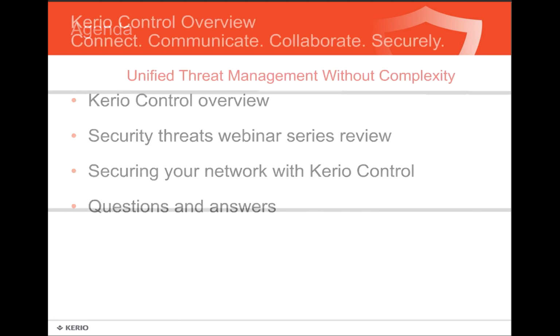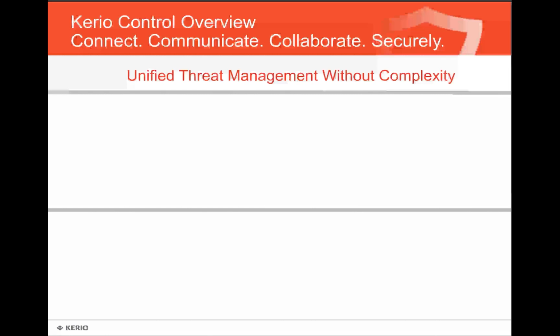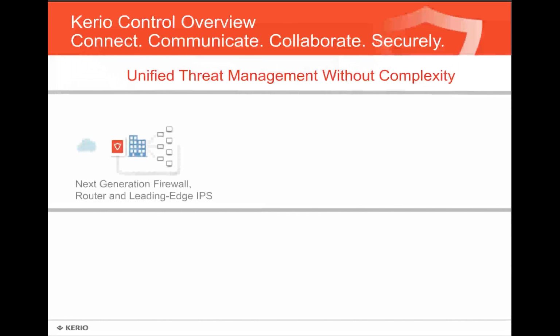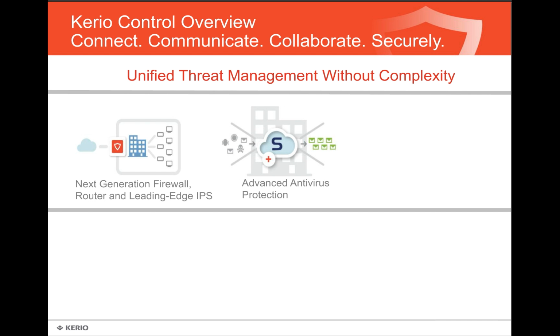So let's first start with a general overview of Kerio Control. Kerio Control is a next generation firewall, router, and leading edge intrusion prevention system. Next generation firewall means it has capabilities which normal firewalls do not have, like application awareness and things like that. Also, it has a pretty advanced antivirus protection integrated. So whatever is going through your network in and out will be tested for viruses.